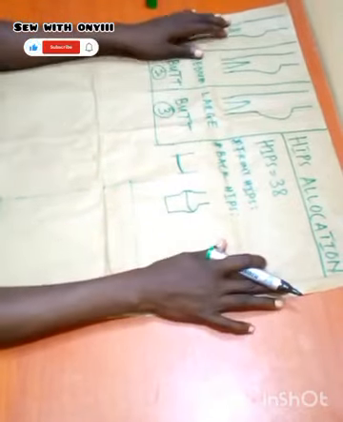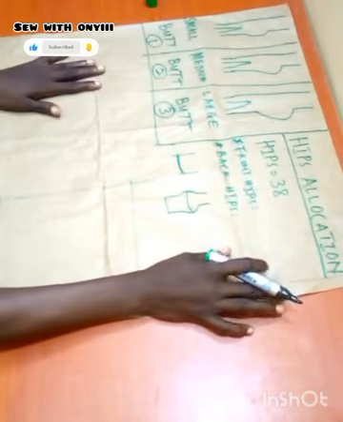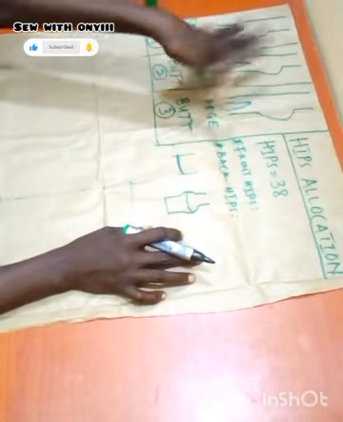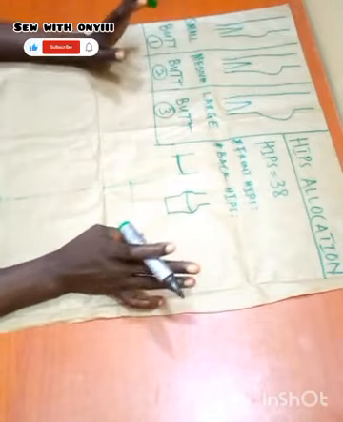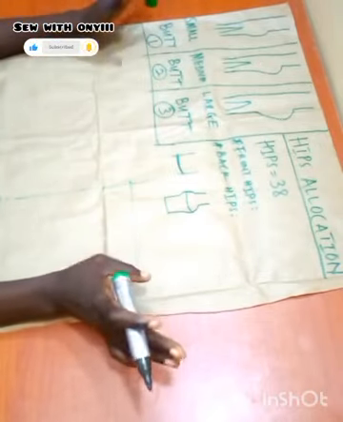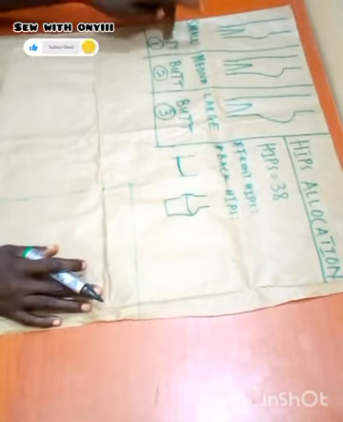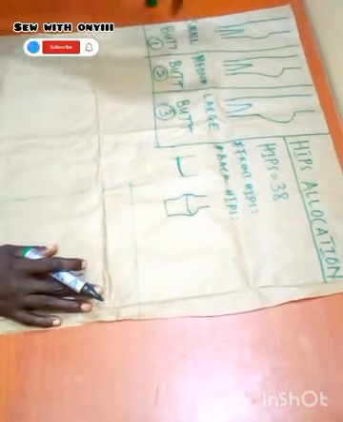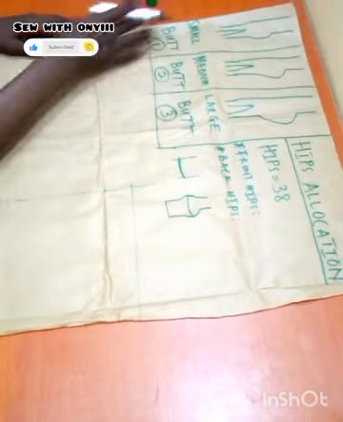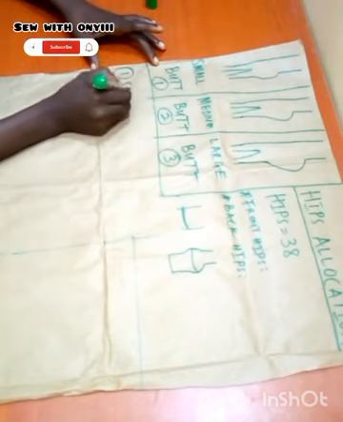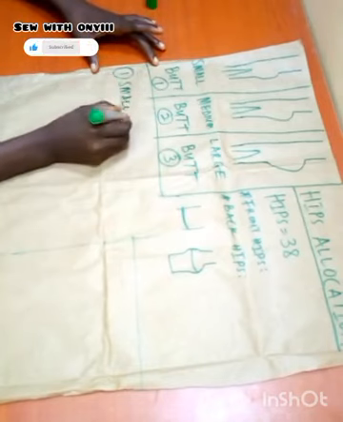So for this method, we're going to look at these 3 different sizes of butts and how we're going to allocate the hips depending on the size of the butt. For this first size of butt, which is the small butt, this one is 1, so it's for the small butt.